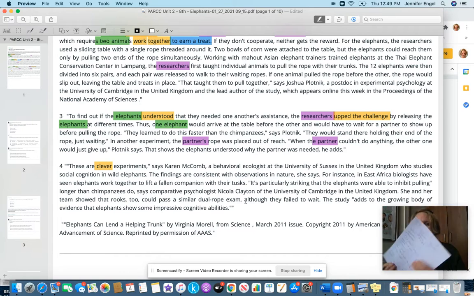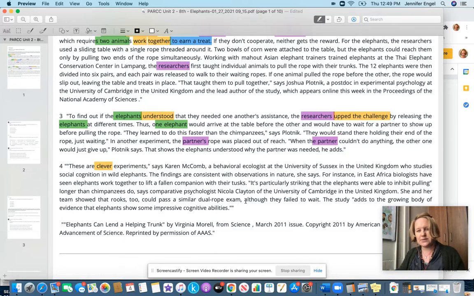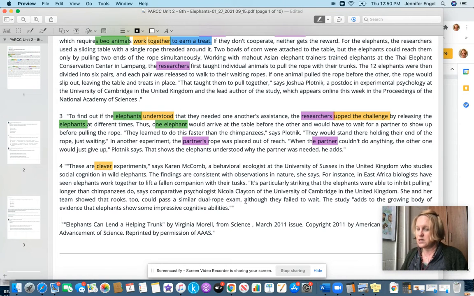Isn't that nice? So I just kind of have my repeated word partner equals elephants. I'm also seeing that this might be an experiment, because they talk about researchers and they talk about scientists. I don't have to write every single repeated word down. I can just put in general what the repeated word might be trying to get at. So it's trying to get at the word experiment. Okay, so now I know that we have researchers. They are challenging the elephants to work together to earn a treat, and this is an experiment.